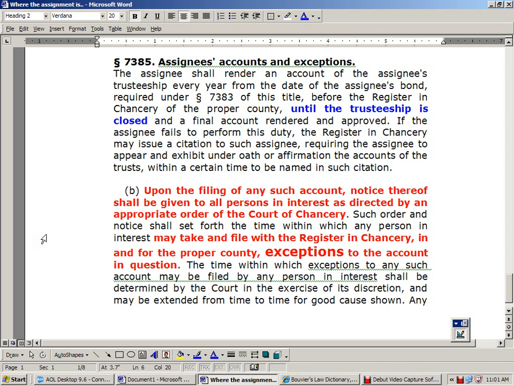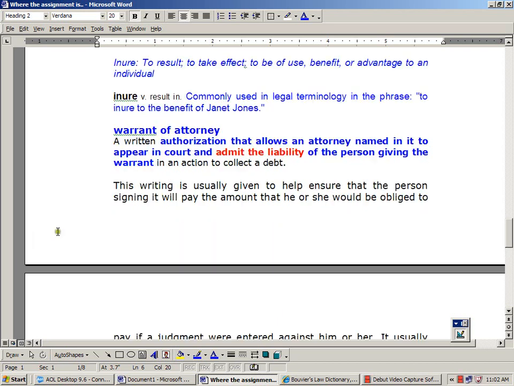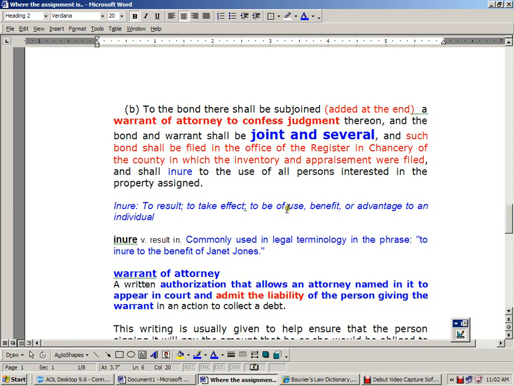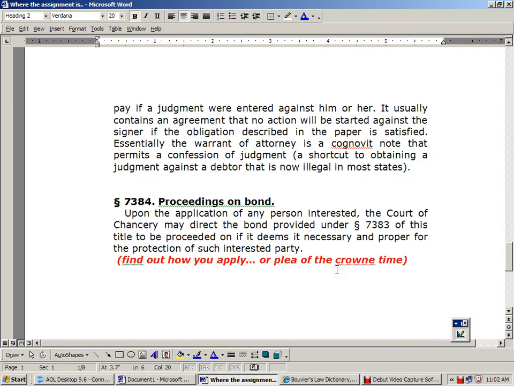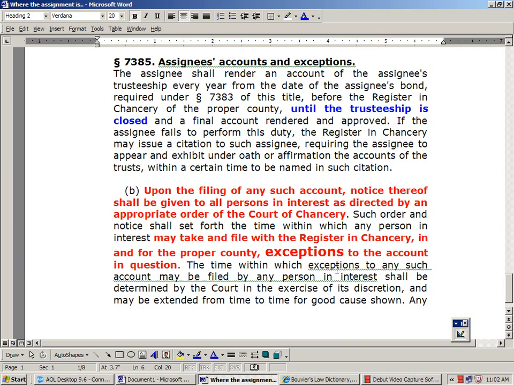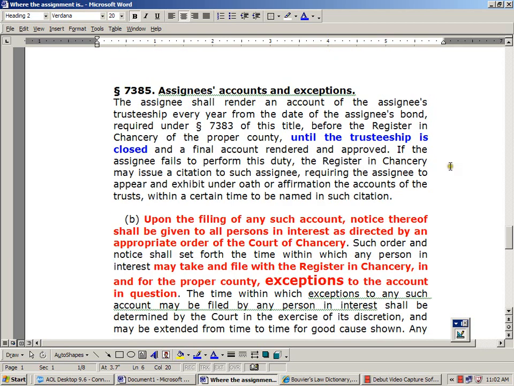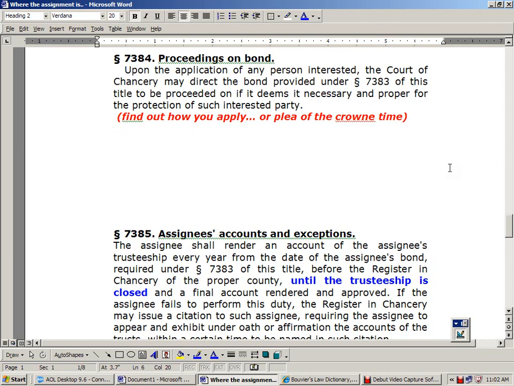However, they're the assignee on the deed of trust that we've given them. They've had to file it within 30 days, have an inventory done, checked by two examiners, an amount put in, and then they put up surety. That includes a warrant of attorney. And the warrant of attorney is to confess judgment. And to confess judgment means to admit the liability of the person giving the warrant. And again, they're giving it. We're not. Okay, so proceeding on the bond, okay.